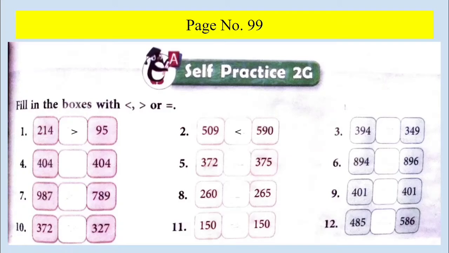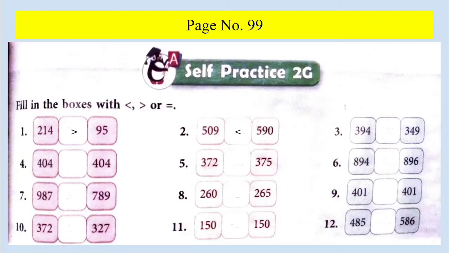Now let us look at the third question. So here the two numbers are 394 and 349. So first we will compare from the left side. So here we have 3 in the hundreds place in both the numbers. So we will now compare the numbers in the tens place.